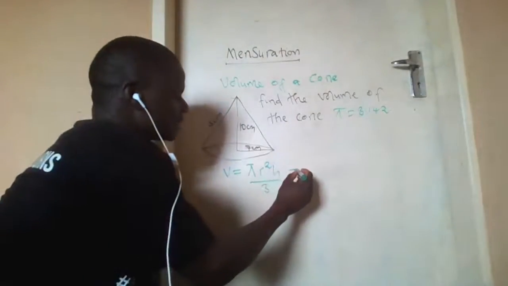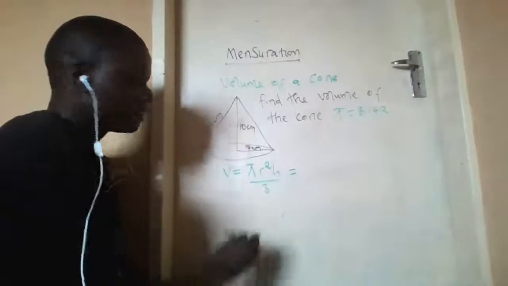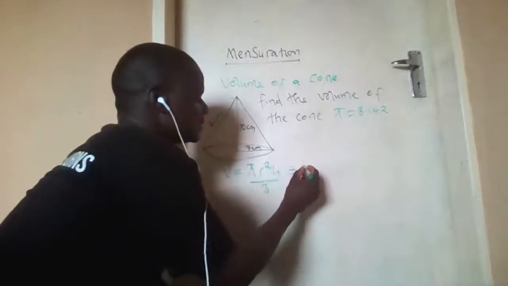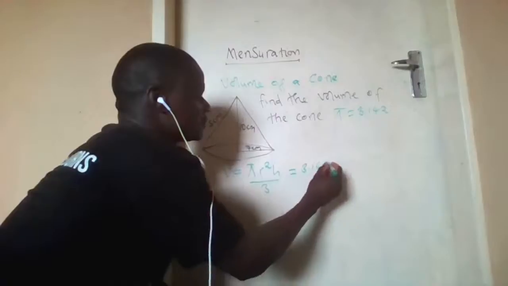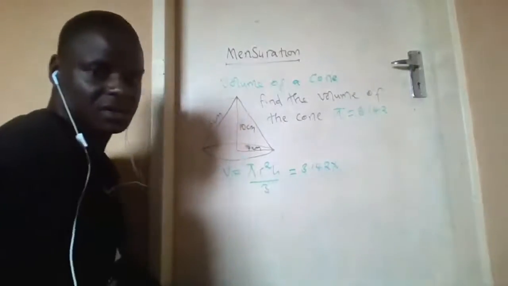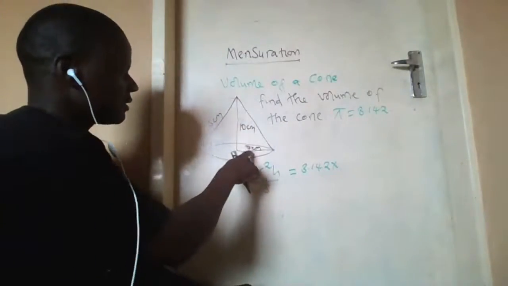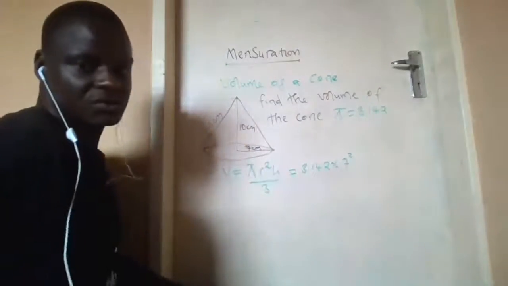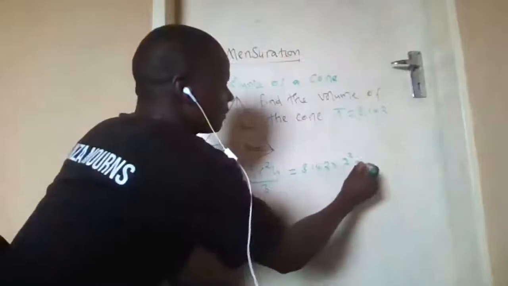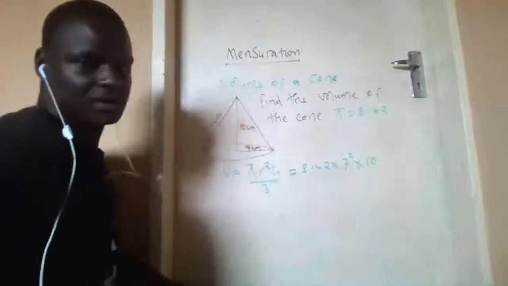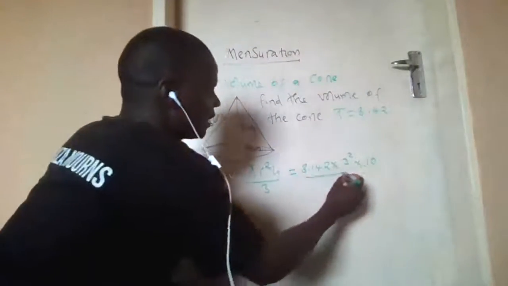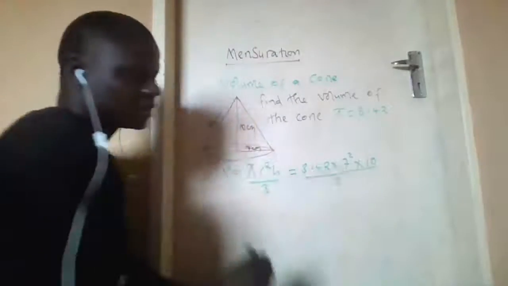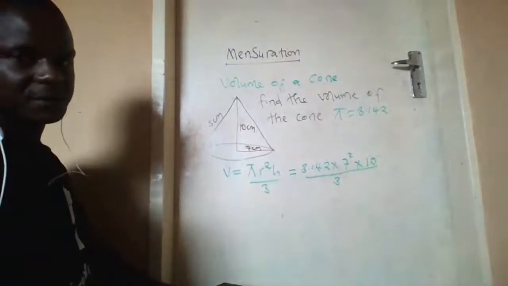Now, if you look at this information that we're given, what is the pi? The pi is 3.142 times, what is our radius? Our radius is 7 here, but the radius is squared. So we're going to square that 7, then multiply by the height, which is 10. Divide by 3. That is the formula we're going to use.